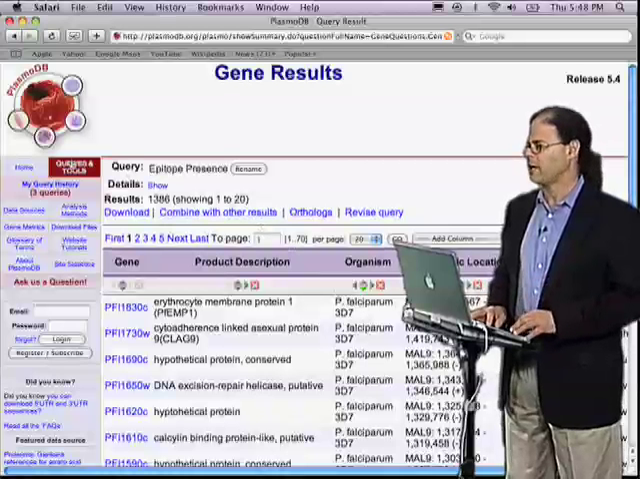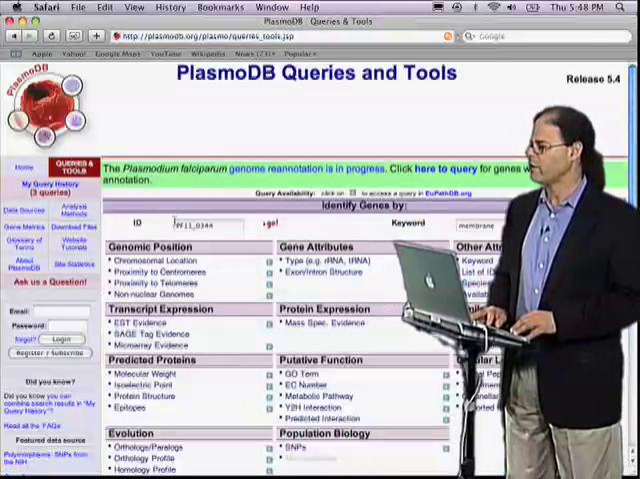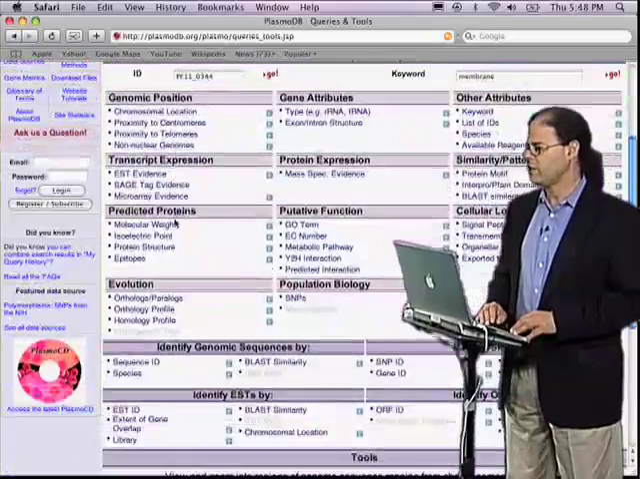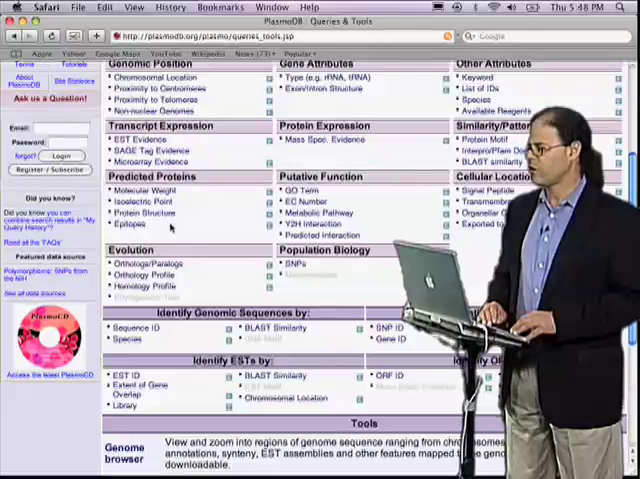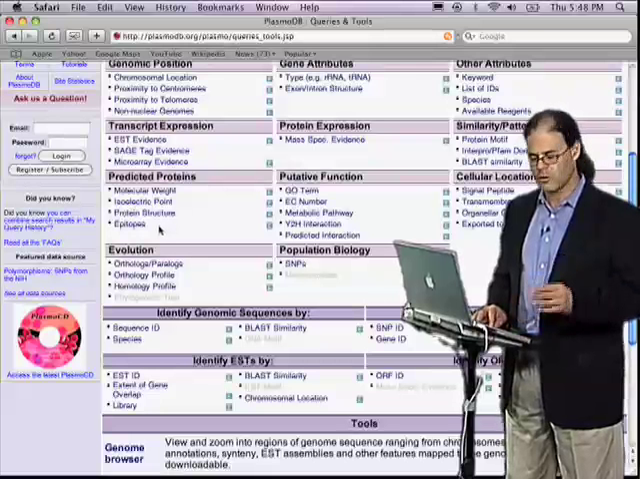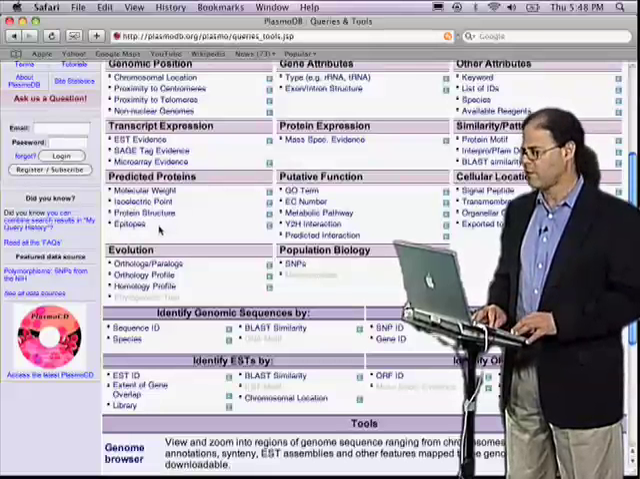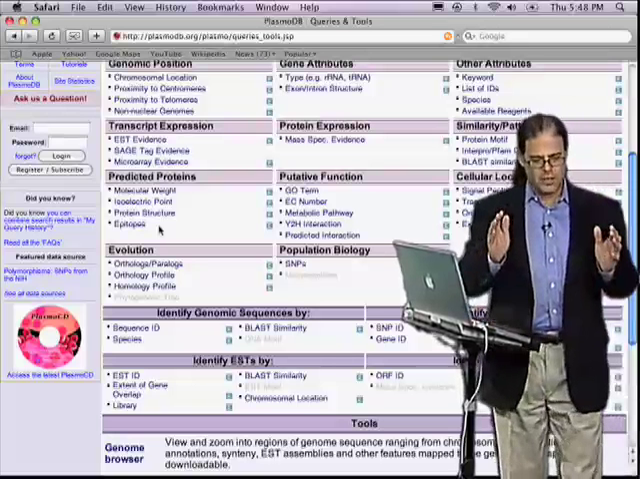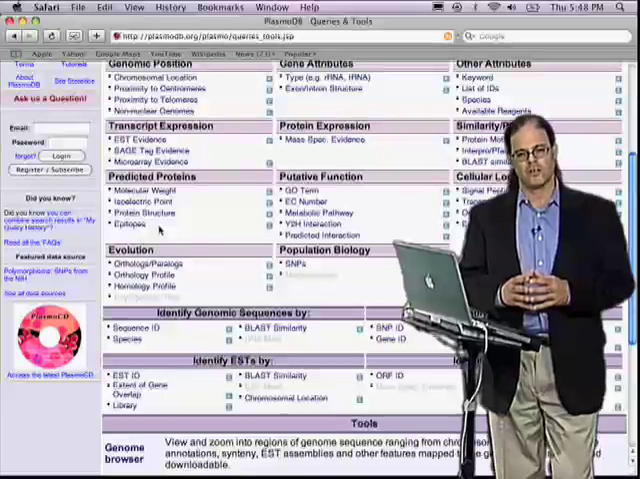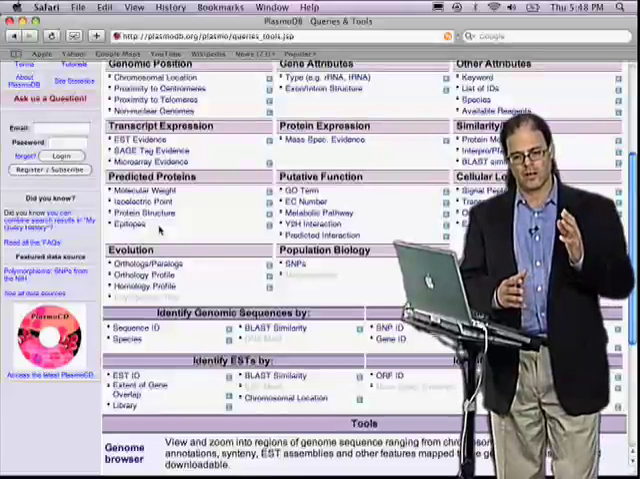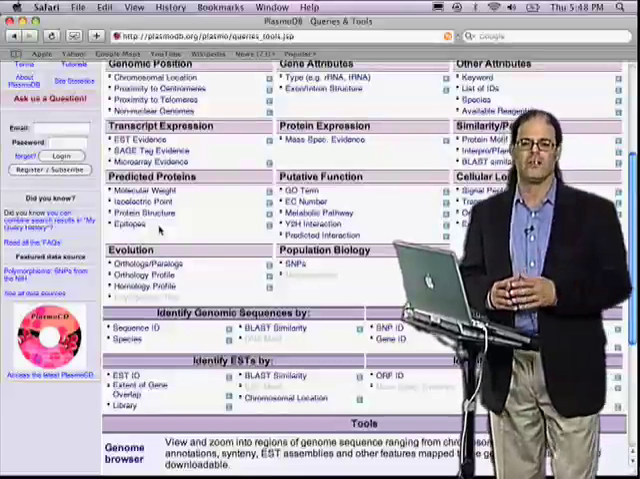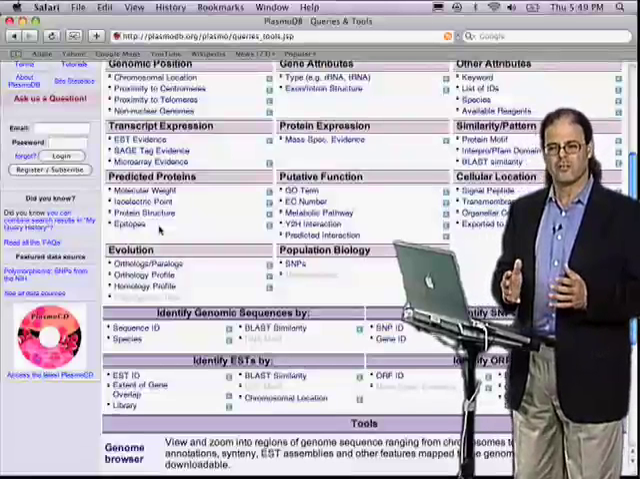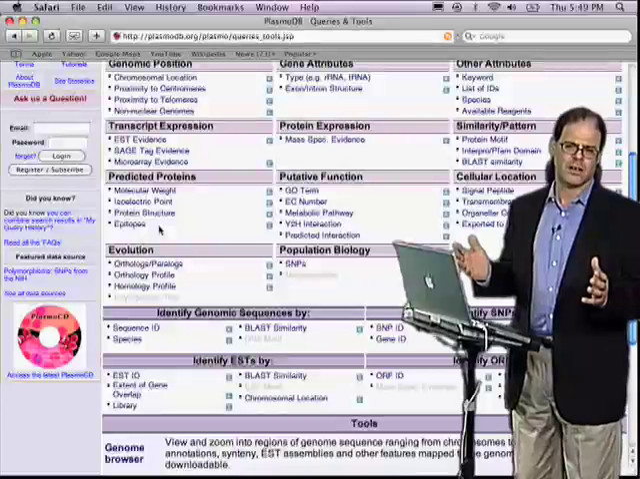What else might we want to ask? We'll return to our query grid here and ask about other information. So we've asked about genes that show some evidence, based on manual curation, of being effective epitopes. We might also imagine that genes that would be effective targets for vaccine development would have to be expressed in the right place and at the right time.